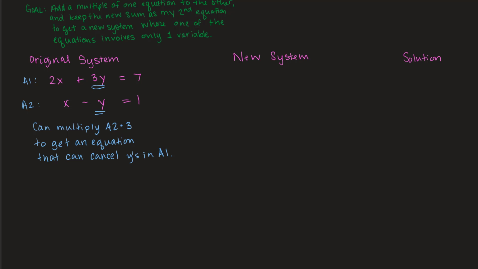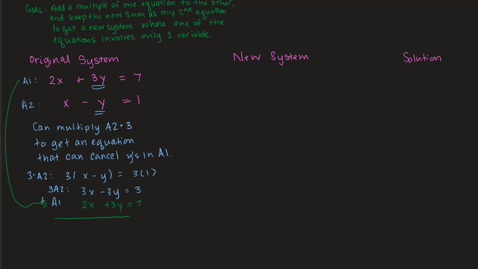So let's write that down. What would that be? So 3 times A2, we're talking about 3 times x minus y equals 3 times 1. 3x minus 3y equals 3. So I'm going to take that and add it to my original A1. So there's my 3A2 and I'm going to add it to my original A1. A1 was 2x plus 3y equals 7.